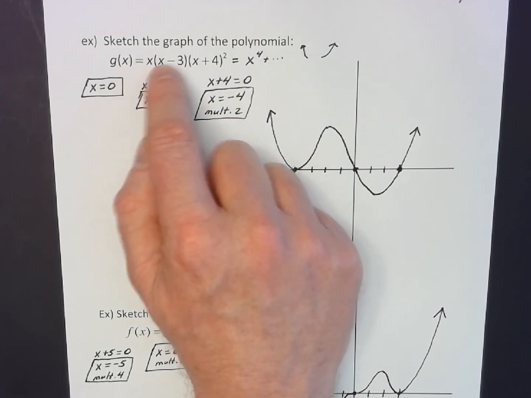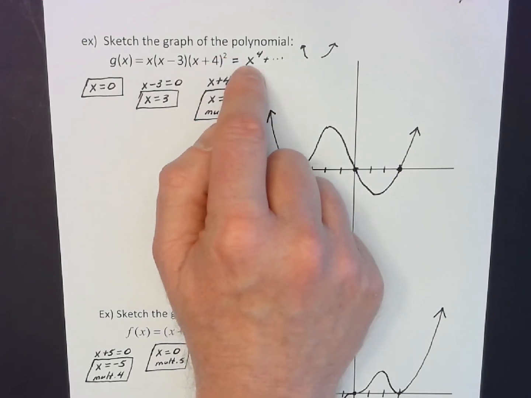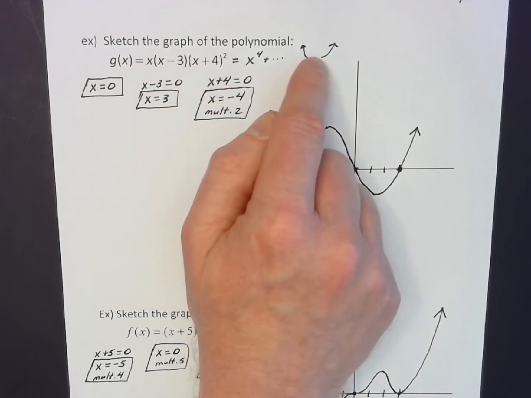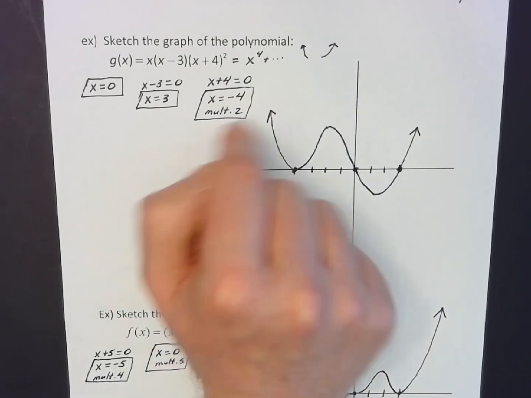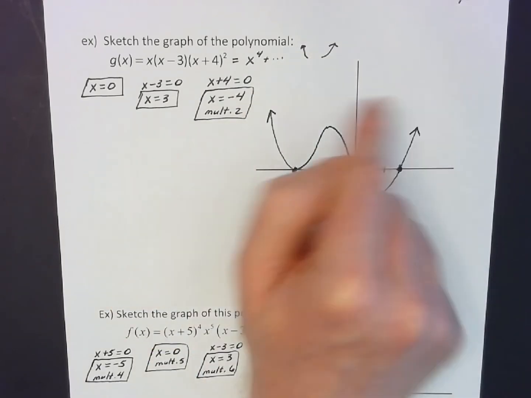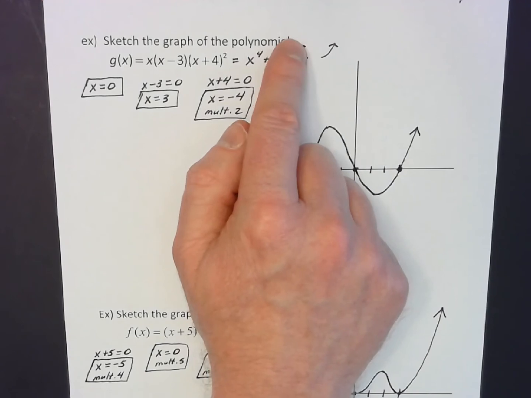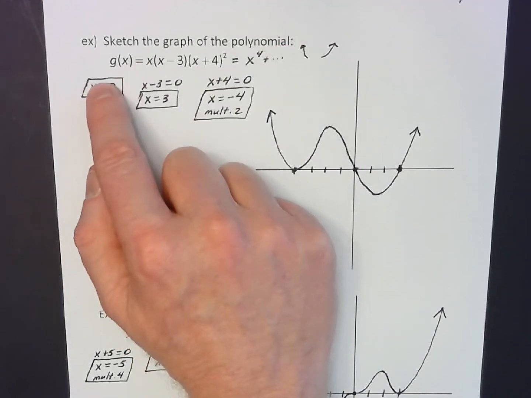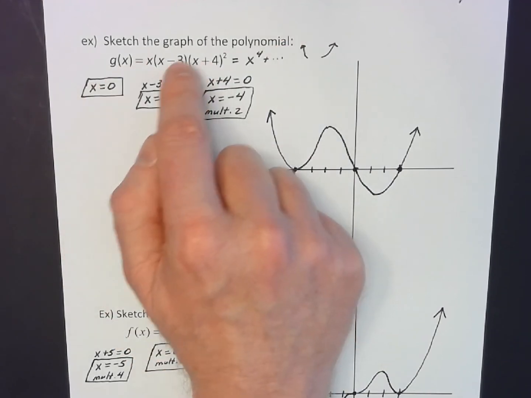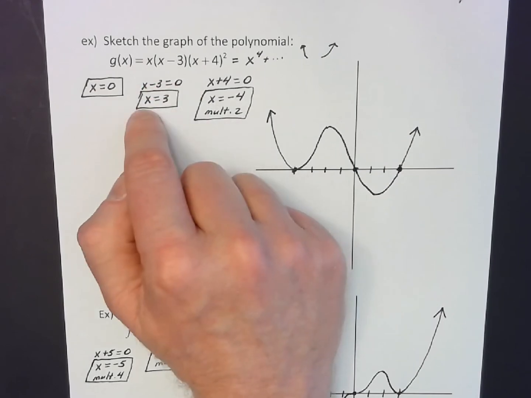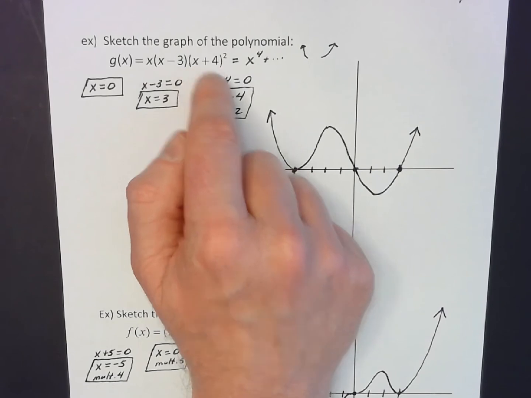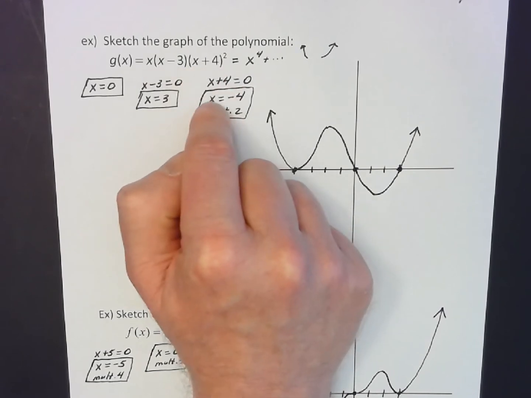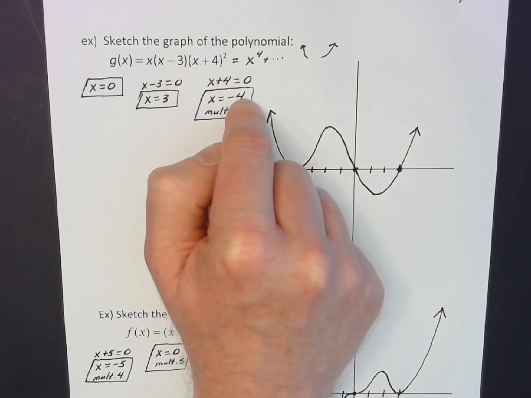I said x times x squared. It's going to be a positive x to the 4th. All positive even functions start high and finish high. So I knew the end behavior from the very beginning. And then I set each factor equal to 0. X equals 0. X minus 3 equals 0 gives me an x-intercept at x equals 3. And x plus 4 equals 0 gives me an x-intercept at x equals negative 4.